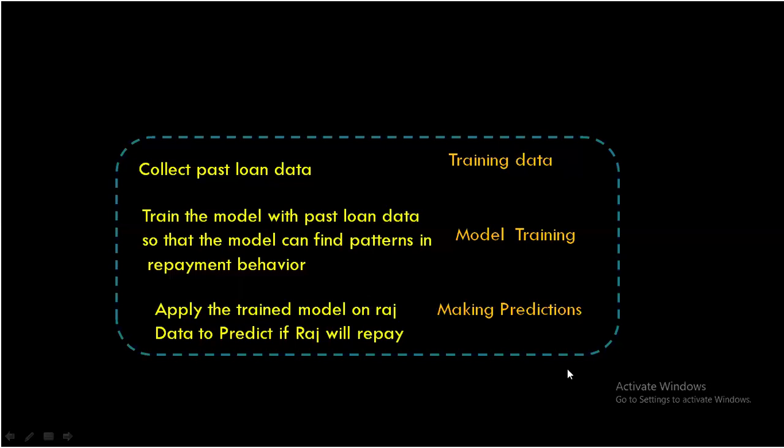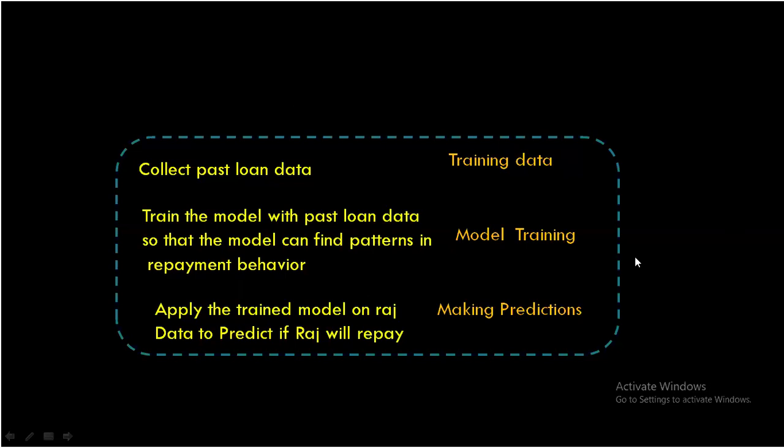What is the predicted output in this case? The model says yes. Yes means he is eligible. The model will predict either yes or no. So in this case, the model will predict yes. So this is how the machine learning model works. It's very simple. Is it clear?